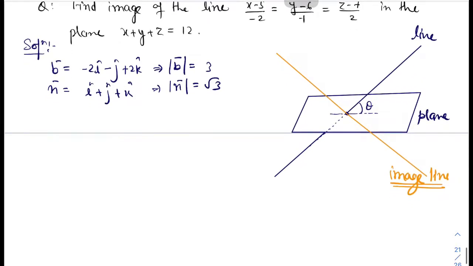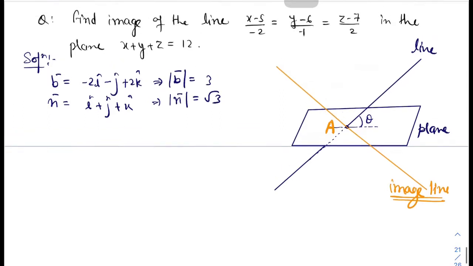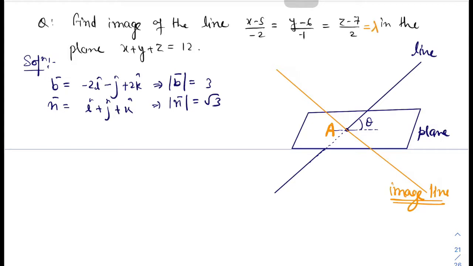So in order to write the equation of a line, we must have a point and a parallel vector, or in other words, 2 points. If we have 2 points on a line, then we can write the equation of that line. So let me call this point A, the point of intersection of the line with the plane. How to calculate this point A? Because A is lying on the line itself, we can consider A to be 5 minus 2 lambda, 6 minus lambda, and 7 plus 2 lambda.